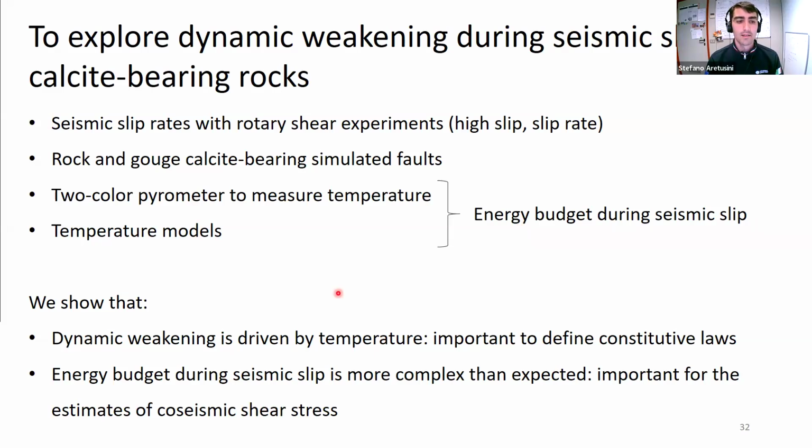In the next slides, I'll show you how dynamic weakening is actually driven by temperature. This is important to define constitutive laws for dynamic rupture propagation. And the energy budget during seismic slip might actually be more complex than expected, and this is important whenever we want to calculate the absolute level of shear stress associated with natural earthquakes.